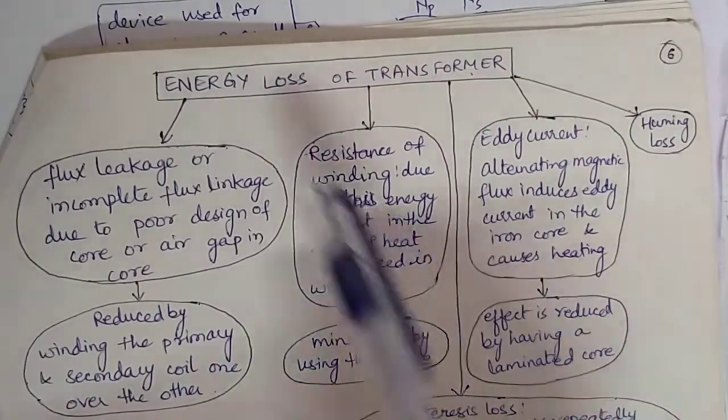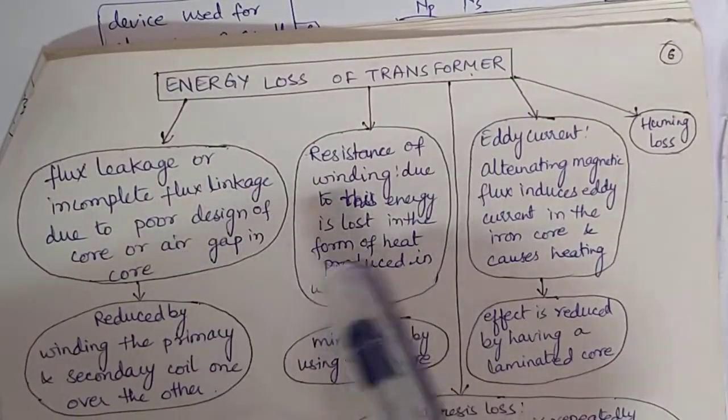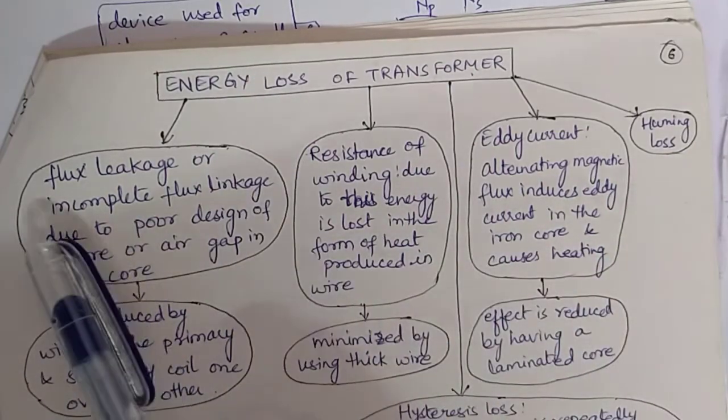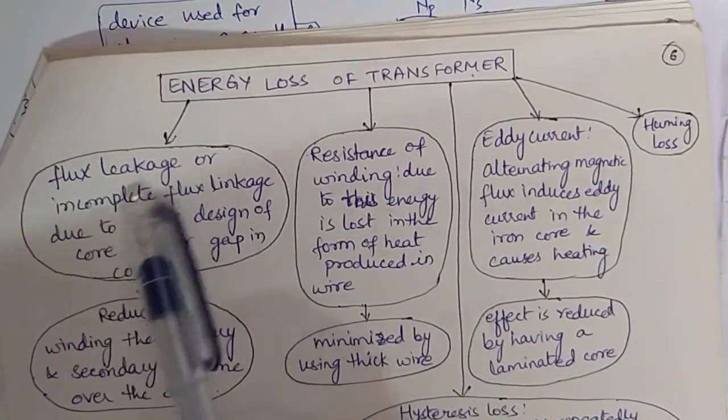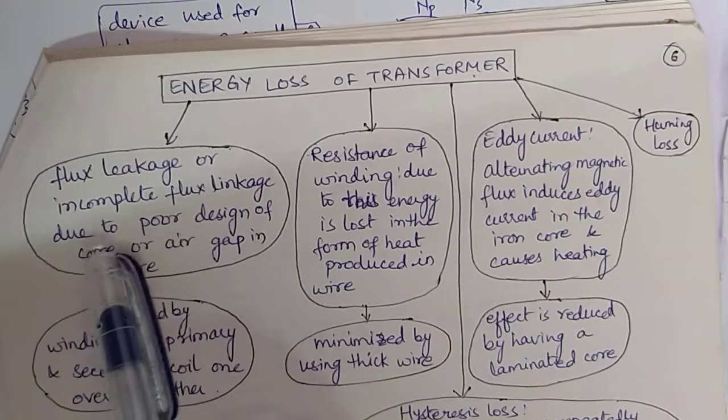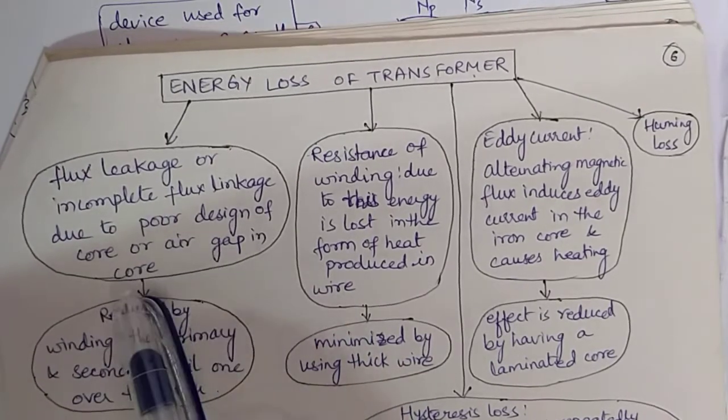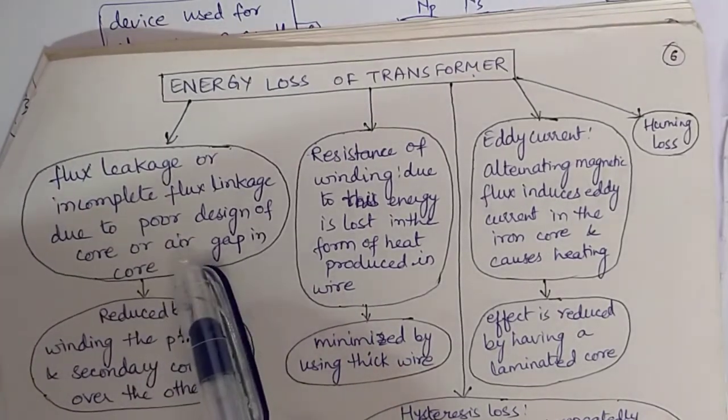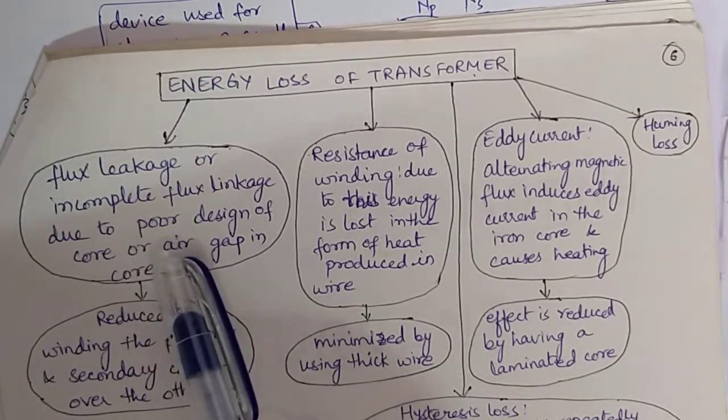Then comes energy losses of a transformer. There are 5 types of energy loss. First is the flux leakage, or incomplete flux linkage, due to poor design of the core or an air gap in the core. This will always happen because no transformer is perfectly designed. Some amount of leakage may be small, but there will be some.